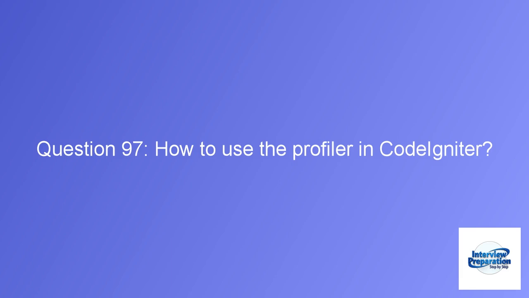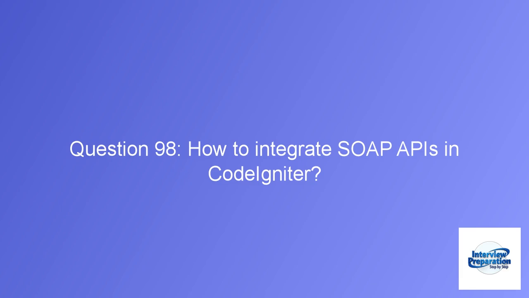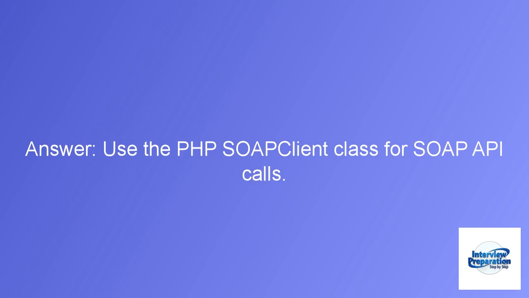Question 97. How to use the profiler in CodeIgniter? Answer. Enable the profiler in config.php for debugging. Question 98. How to integrate SOAP APIs in CodeIgniter? Answer. Use the PHP SOAP client class for SOAP API calls.